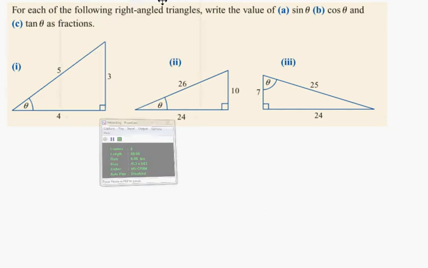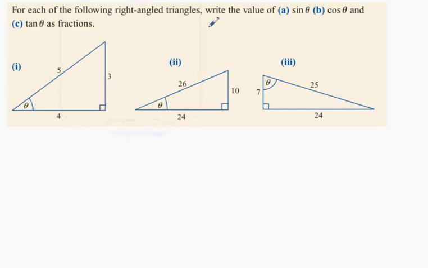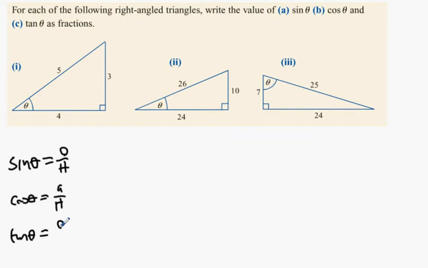So guys, write down the values of sine theta, cos theta and tan theta as fractions. So remember, sine theta is opposite over hypotenuse, cos theta is adjacent over hypotenuse, and finally tan theta is, anybody? Opposite over adjacent, hence the term SOHCAHTOA.